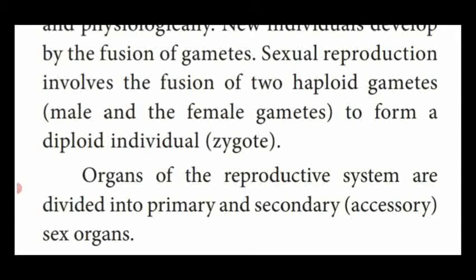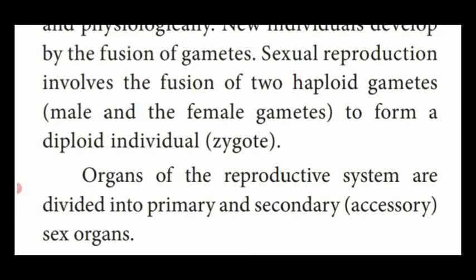So sexual reproduction takes place with the help of different reproductive organs within the reproductive system. This reproductive system is divided into two types. One is the primary sex organ, another one is the secondary sex organ.